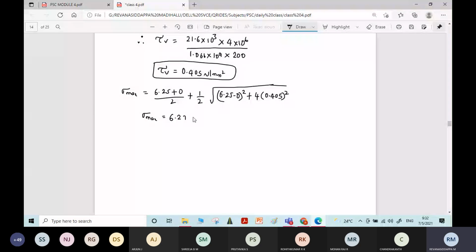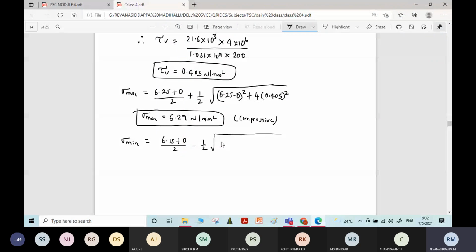Newton per mm square. Okay, you are getting the positive answer, which is nothing but the compressive stress. Then find sigma minimum, which is equal to 6.25 plus 0 whole divided by 2 minus half of root 6.25 minus 0 whole square plus 4 into 0.405 whole square. Tell me the answer. Minus 0.026 Newton per mm square, which is tension.